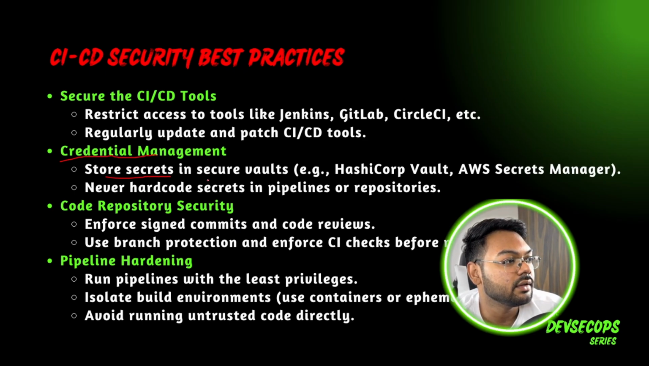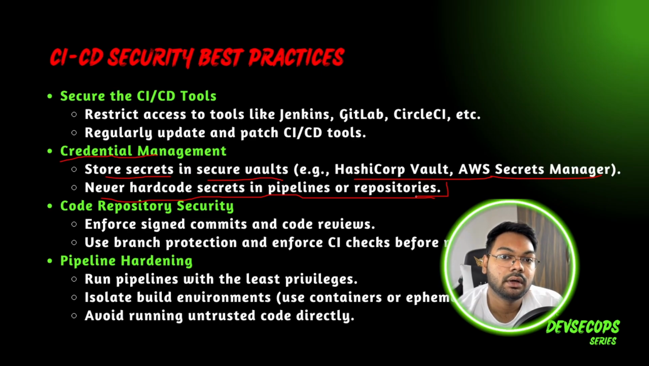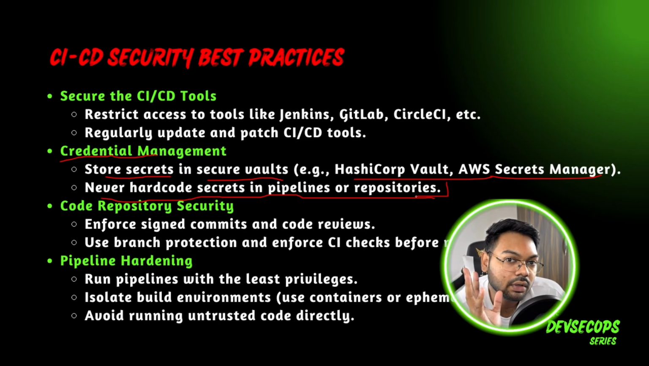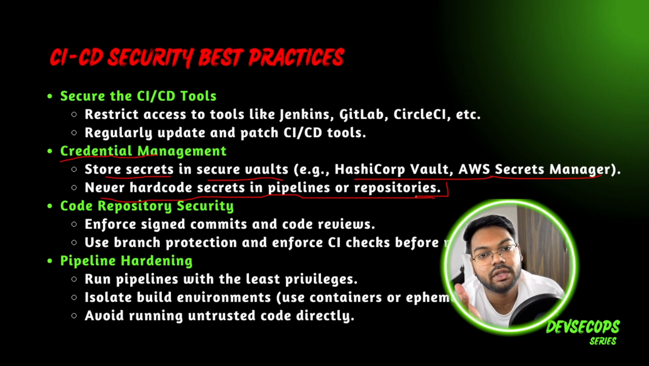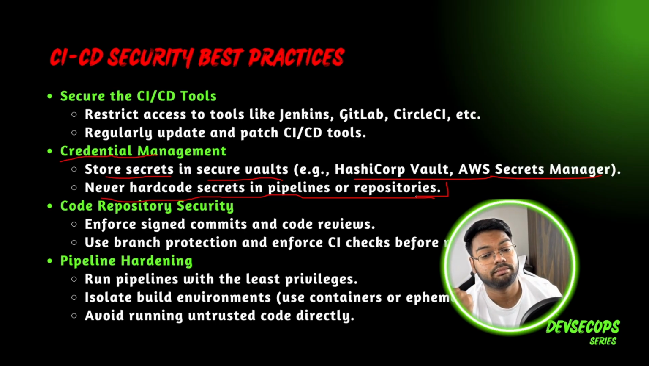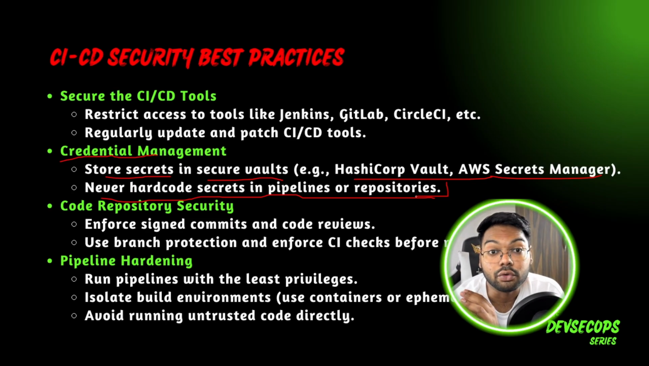So credential management needs to be done. You need to store your secrets in secure vaults, either HashiCorp Vault or AWS Secret Manager, and never hardcode secrets in pipelines or repositories. You need a lot of different tokens, API tokens, security tokens, and secrets that give you access to your different environments, where you are deploying your code. You need to make sure that you never hardcode them, so that they are not exposed to the external world. If you accidentally expose these things, something could be seriously damaged on the cost side for you.